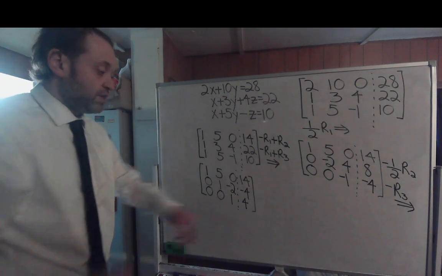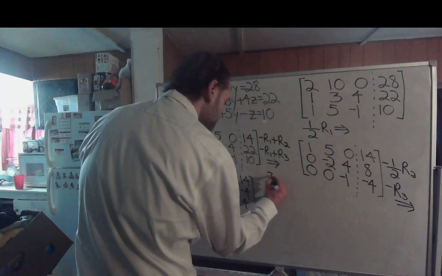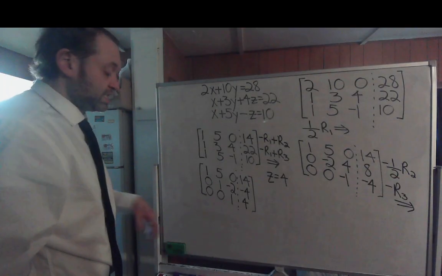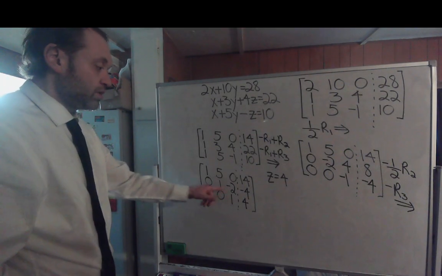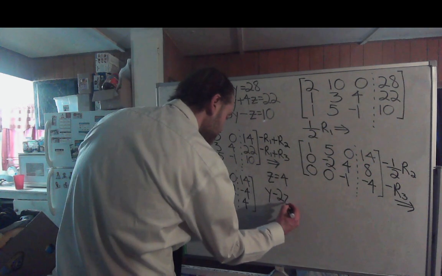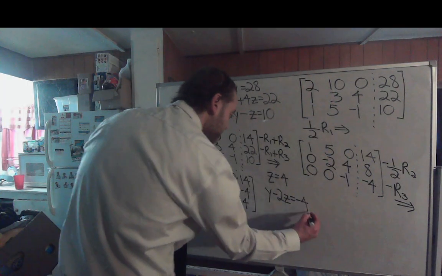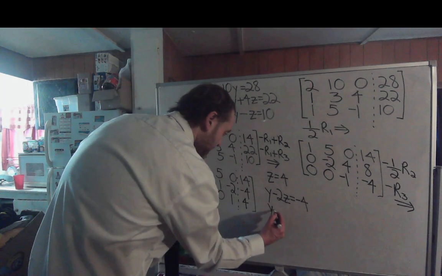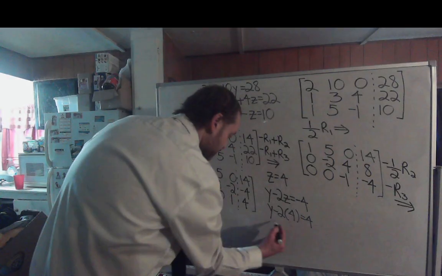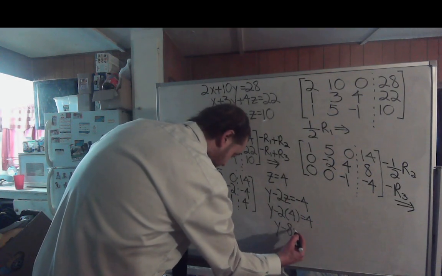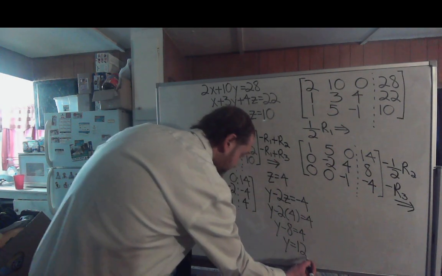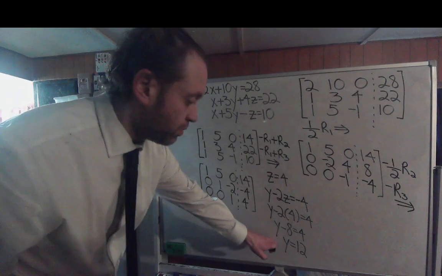So the z value is definitely 4. We found z to be 4. Now let's put the z value into the second row. This equation in the second row would end up being y minus 2z equals negative 4. So take y minus 2 times that z value of 4, set that equal to negative 4, which gives you y minus 8 equals negative 4, which would give you y equals 4. So we have z equals 4, y equals 12.